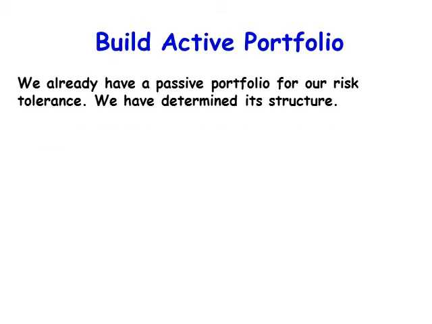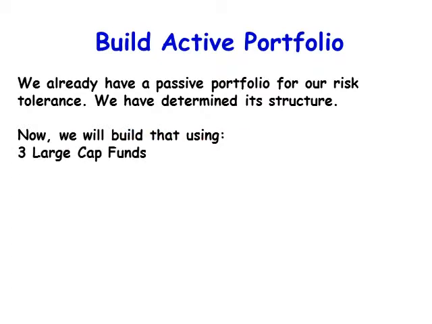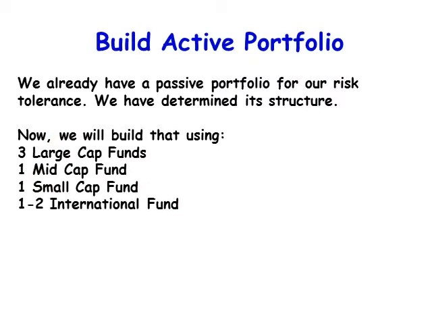So, build active portfolio. We already have a passive portfolio for our risk tolerance. We already know what our risk tolerance is and what portfolio structure we need to have. We have determined its structure. Now we'll build that using three large cap funds, one mid cap fund, one small cap fund, one or two international funds, and two bond funds.